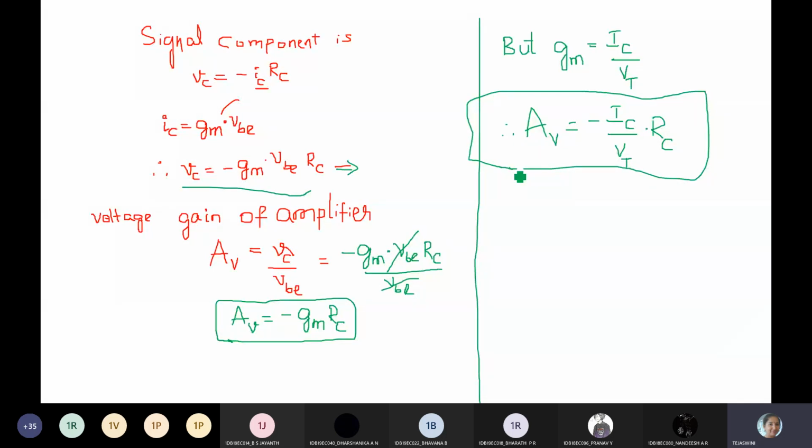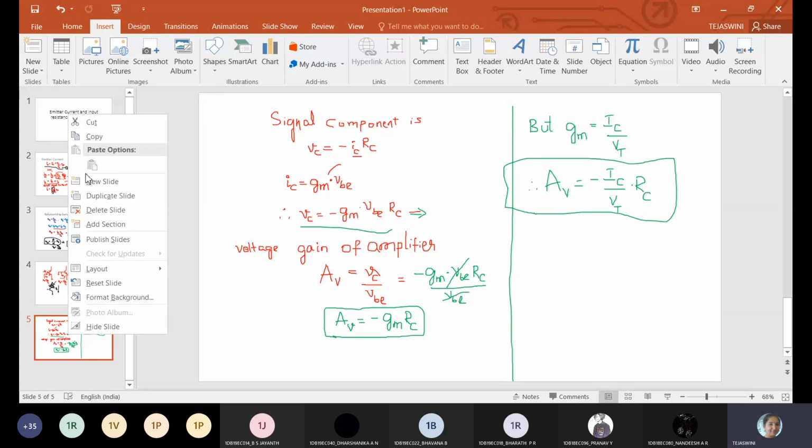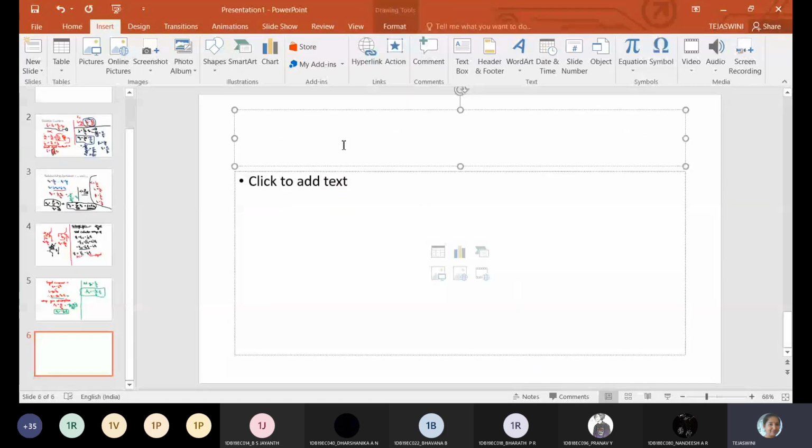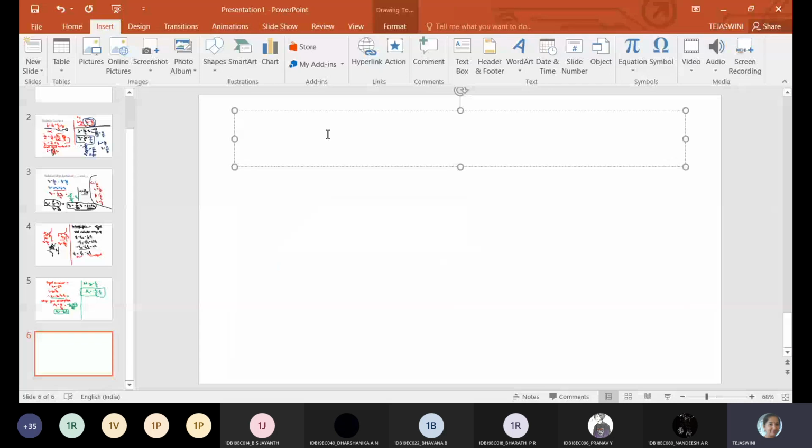Okay, so next we'll move on to the last topic of BJT: separating the DC and the signal quantities. Make a heading for the next topic, separating the signal and the DC quantities.